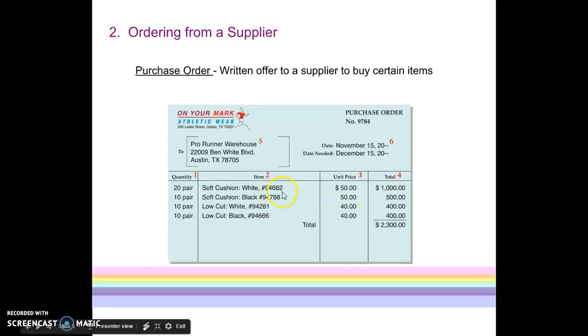After the purchase requisition has been received, a purchase order is then placed. This is the written offer to a supplier to buy certain items. So we are going to order these different items, and based off of what the items are that we are ordering, the supplier is going to charge us a certain price per unit. So 20 pair at $50 per unit is $1,000. Do the math all the way through, totaling up a total purchase order of $2,300.